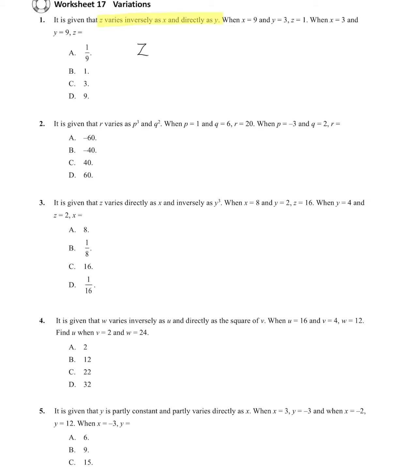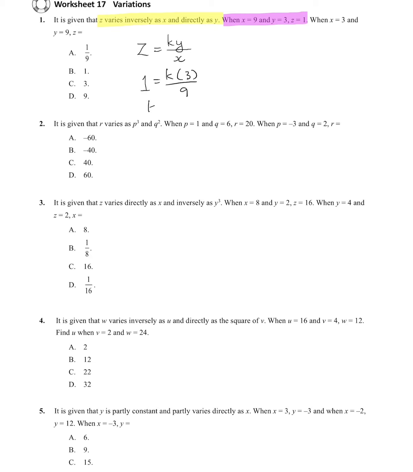So Z varies, so you have a constant k, we add inversely, so it's a fraction, and direct, so you get an equation z is equal to ky over x. And plug in all the numbers. Z is equal to 1, y is equal to 3, and x is equal to 9. And if you do the multiplication, k is equal to 3.